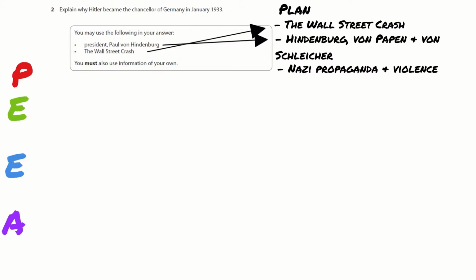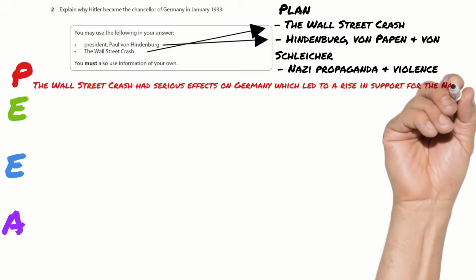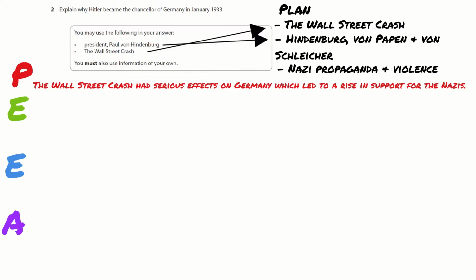I've already decided my first paragraph is going to be about the Wall Street crash and its effect on Germany, so my point is going to outline this. I've said the Wall Street crash had serious effects on Germany, which led to a rise in support for the Nazis. And that's all I need to do for the point. I'm just telling the examiner that this is what my paragraph will be about. Easy peasy.